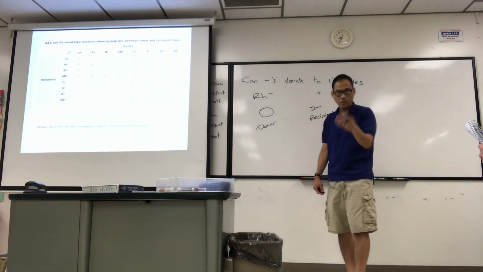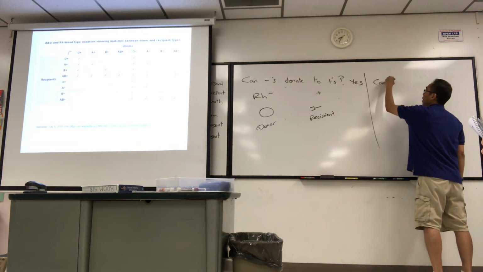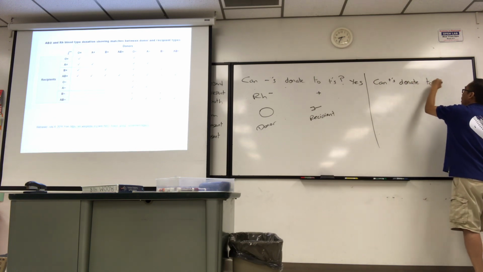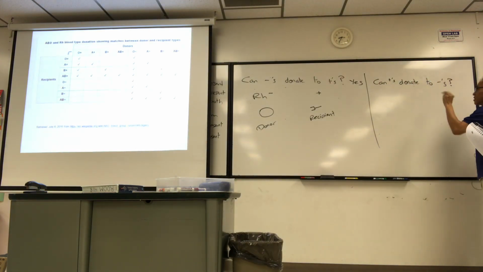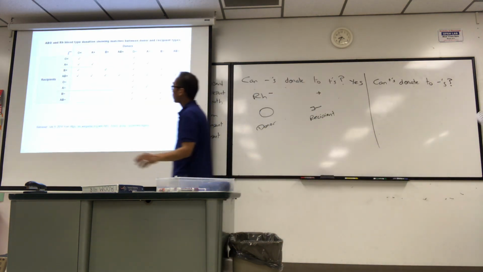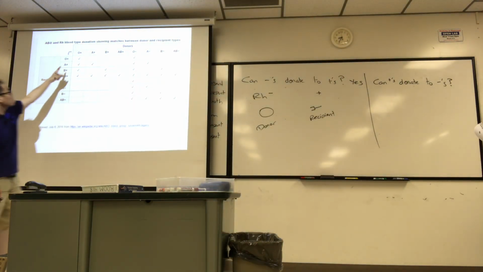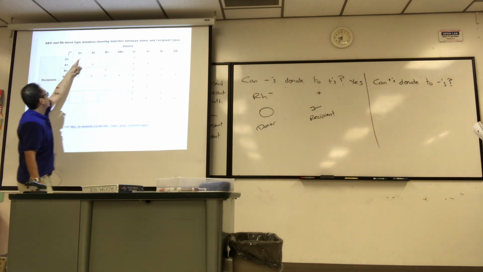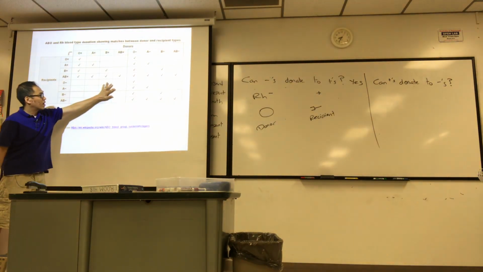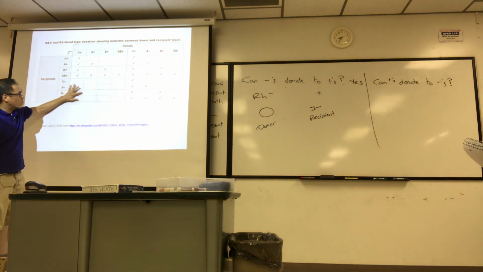Okay, well, then reverse the question. Can positives donate to negatives? Let's first answer the question by just looking at the table. Here's my positives, they're the donors. Here's my negatives, here's the recipients. Why are all these blank? Can't do it. Not okay. Positives cannot donate to negatives ever.